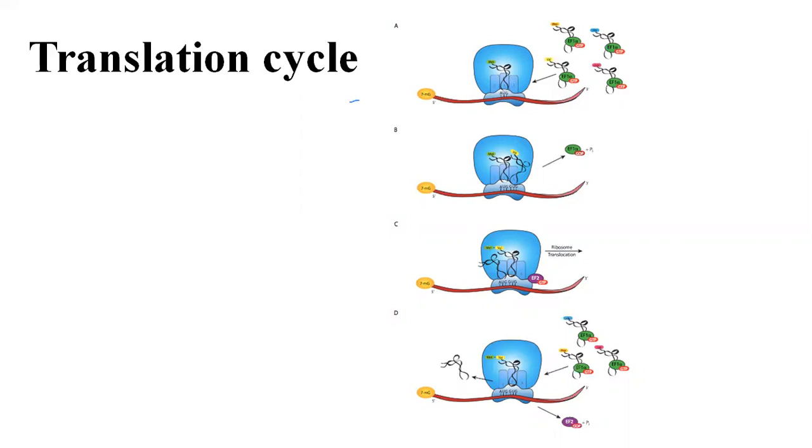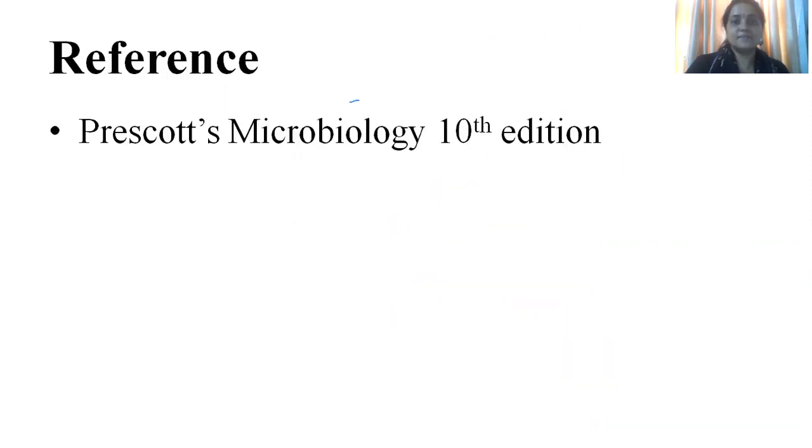2 ATP are required for the activation of amino acids. 1 GTP is required during the initiation of translation. 2 GTP are required during the elongation of the translation cycle, and 1 GTP is required during termination. So once again, 2 ATP and 4 GTP are utilized during the whole process. So I hope you are clear with translation today.